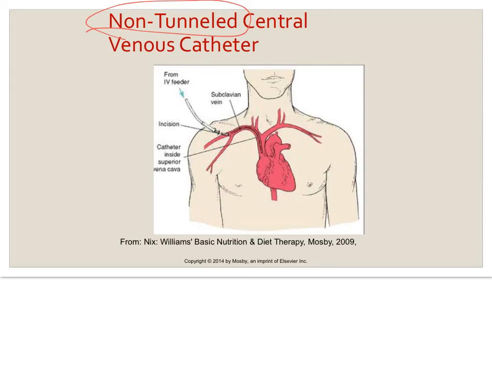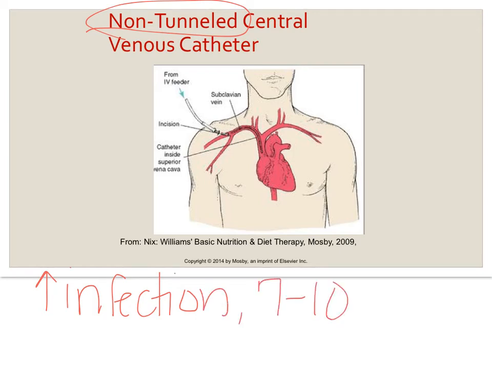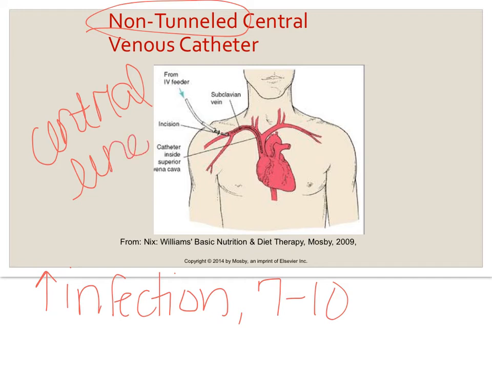So non-tunneled catheters have a higher incidence of infection, and they cannot stay in as long, typically only 7 to 10 days. A good example of a non-tunneled catheter is what we call a central line. So increased risk for infection, and it can only stay in for 7 to 10 days.